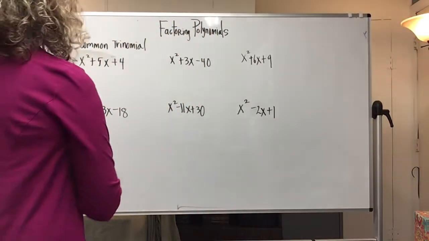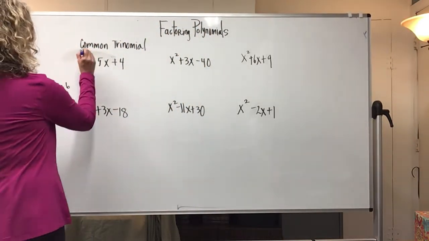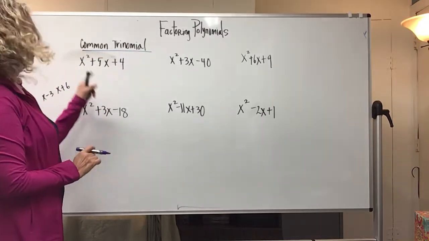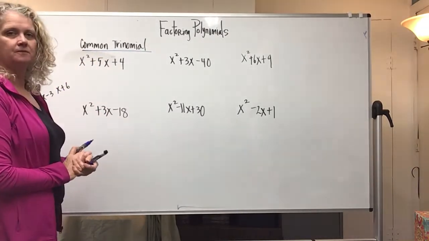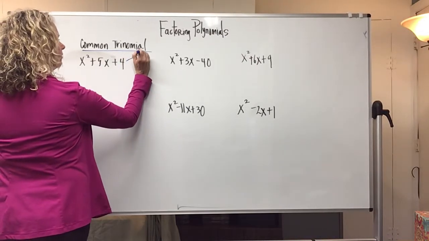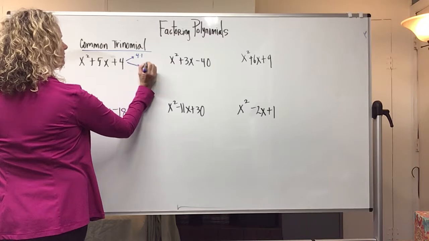Today we are going to do factoring. We're going to start with the common trinomial. And notice tri means 3, like tricycle, and there are 3 terms. So the first way we start is we list all the factors of the last term.